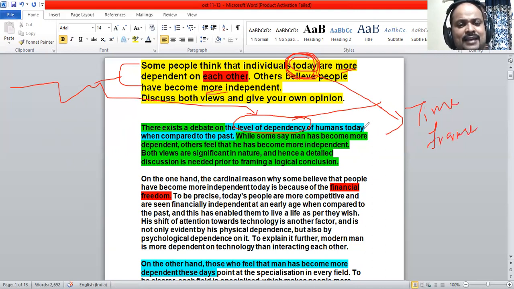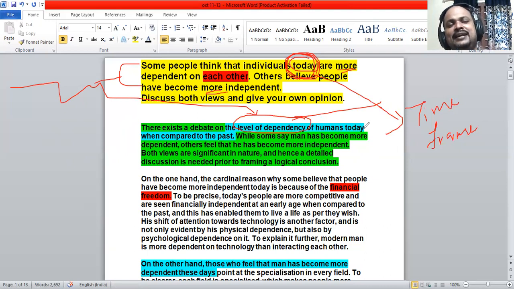It means that we are comparing today with some other time frame. So definitely it is understood from the question that we are not going to compare today with the future. We are going to compare today with the past. And this is what we are going to see. Today with the past. So a comparison is necessary somewhere in the essay. It is also understood.